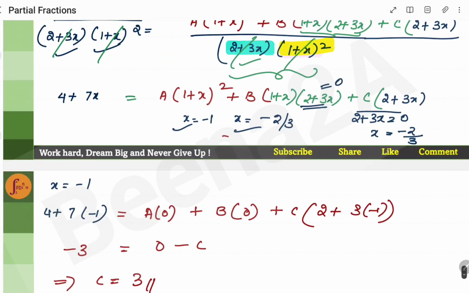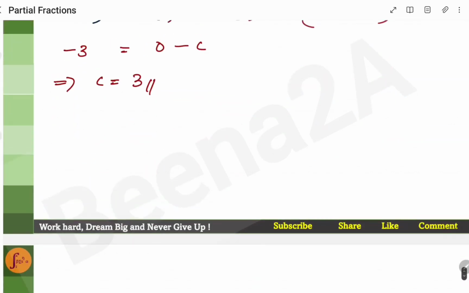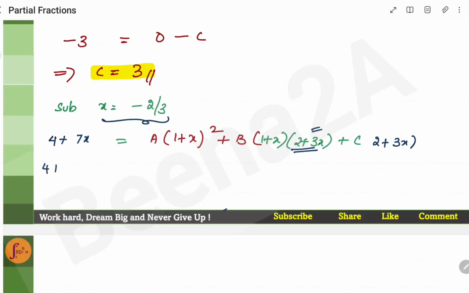Now let's take the next value of x, which is minus 2 by 3. Substitute x as minus 2 by 3. So it will be 4 plus 7 into minus 2 by 3.